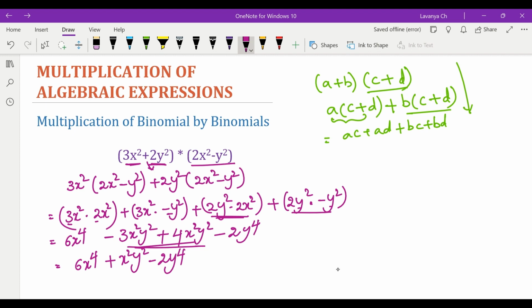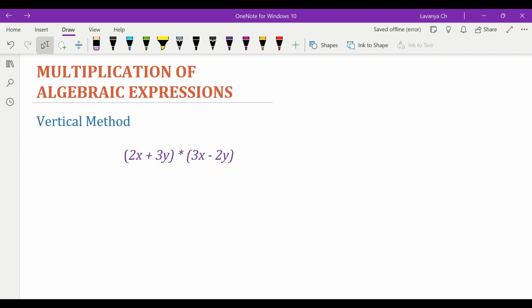Now whatever we have seen here is again the horizontal method only. We'll see the vertical method as well. For that we have to write down the polynomials one below the other. 2x plus 3y into 3x minus 2y. Each and every term from this has to be multiplied with the polynomial. First we will take minus 2y and multiply with 3y. Minus 2 into 3 is minus 6y in both the terms.